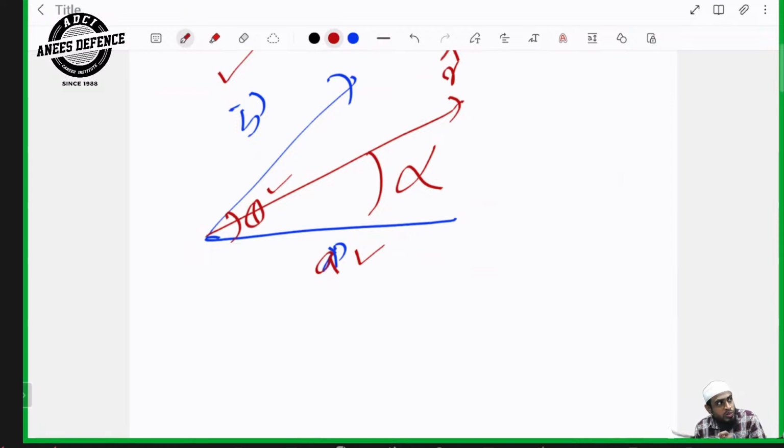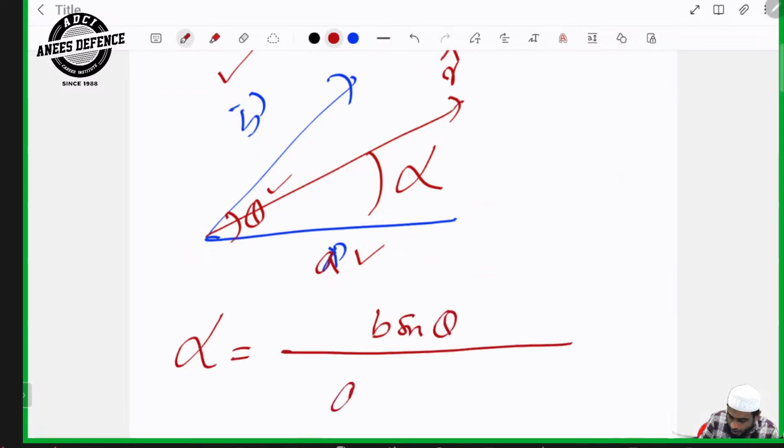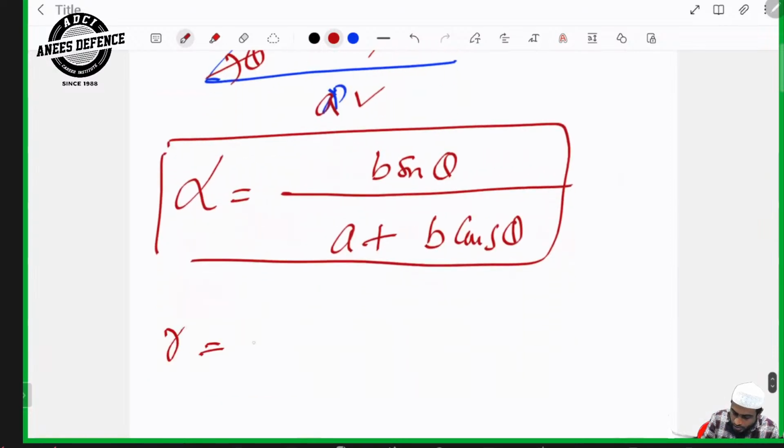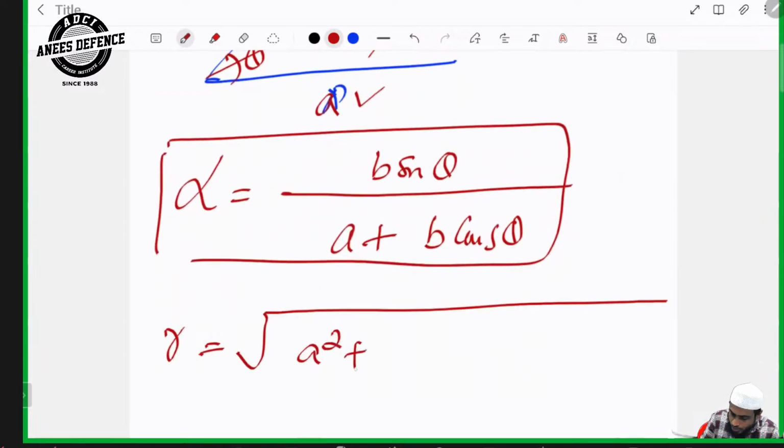From this vector, it is acting at an angle of 45 degree or 60 degree, 30 degree. You have to say like that. So this is alpha. That formula is tan alpha equal to B sin theta by A plus B cos theta. So this is an important equation. Another equation, what is R? Root of A square plus B square plus 2AB cos theta.